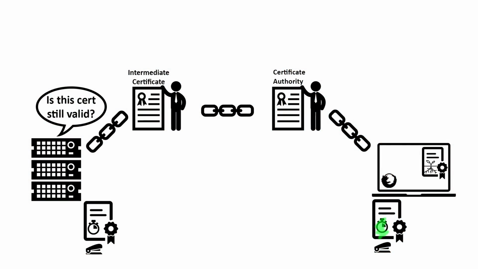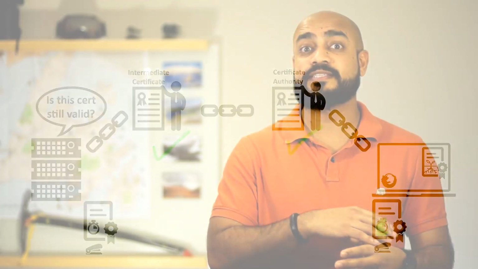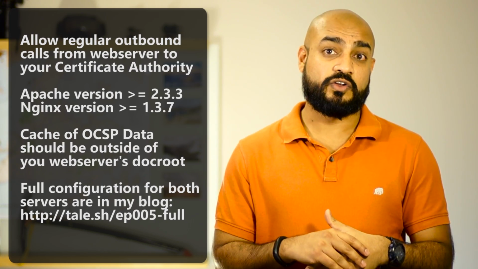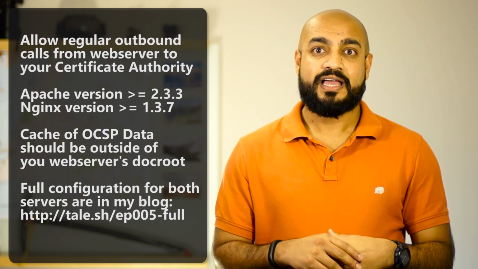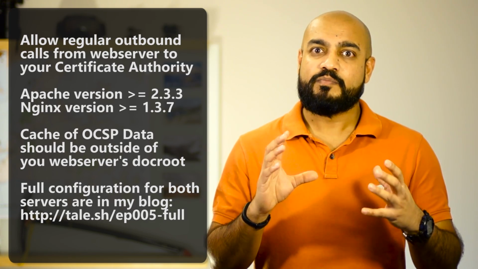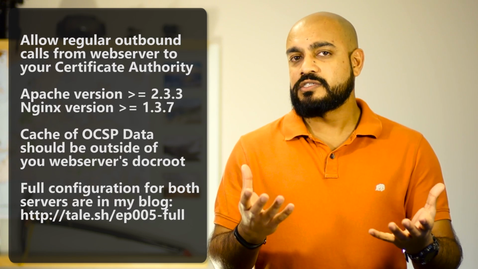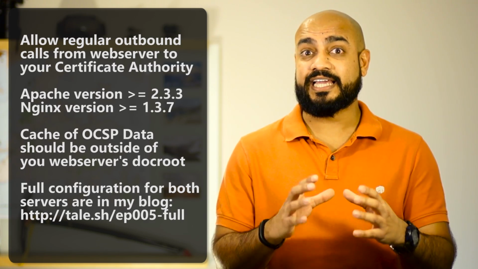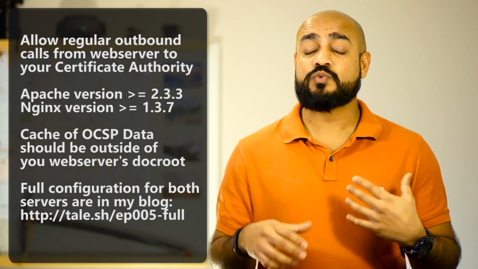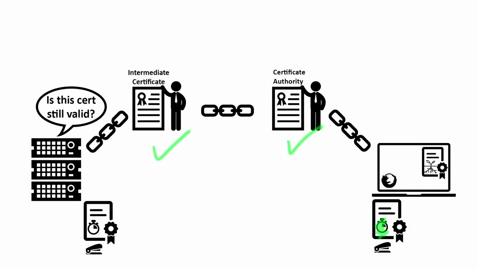Newer evolutions of this allow you to staple OCSP responses for your entire chain of trust to your certificate. And enabling this on your production servers is relatively simple. The most important thing is you should be able to make regular outbound calls from your server to the certificate authority to get the OCSP data. And beyond that, you just need to configure either Apache or Nginx and make sure that your cache location, which your server uses to store the OCSP data, is outside of your server root. With a quick restart, your server certificates will now come with a time verification that they're still valid.